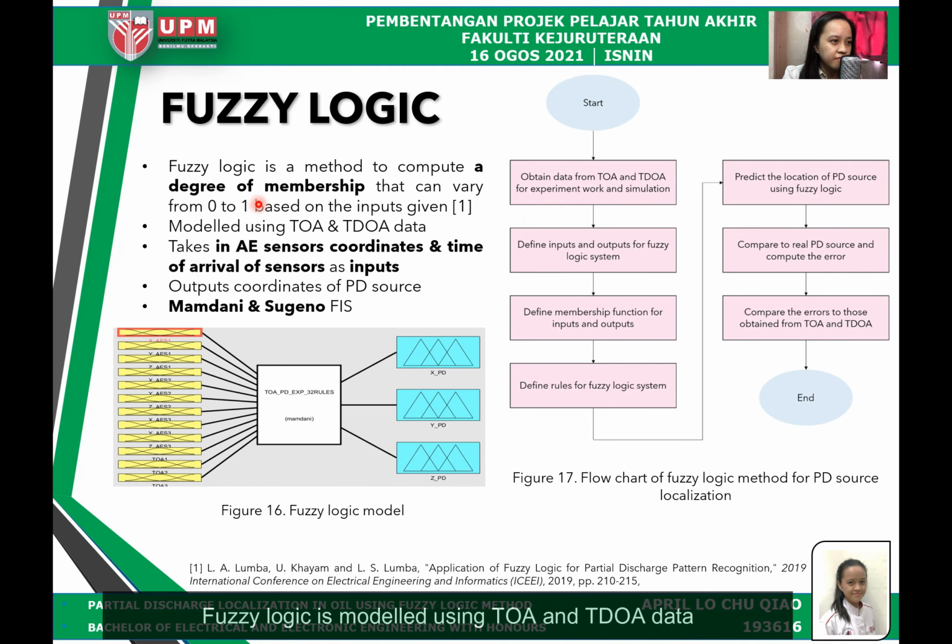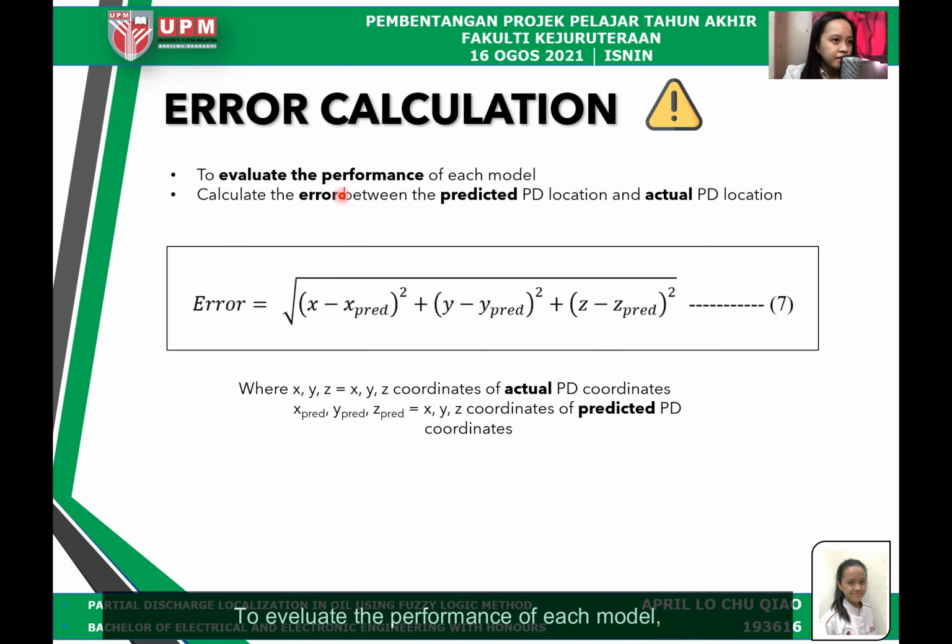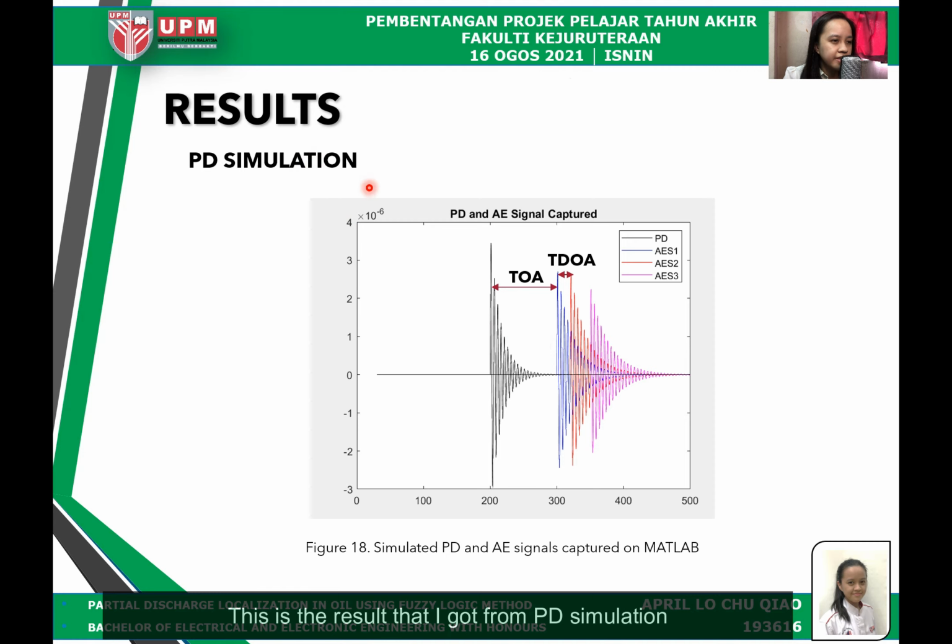Fuzzy logic is modeled using TOA and TDOA data that was obtained previously. It takes in the AE sensor coordinates and time of arrival of sensors as inputs and outputs the coordinates of the PD source. Again, rules are also defined in order for the system to determine the output. In this study, Mamdani and Sugeno fuzzy inference systems were used to compute which system is better. To evaluate the performance of each model, the error between predicted PD location and actual PD location was calculated using the formula shown.